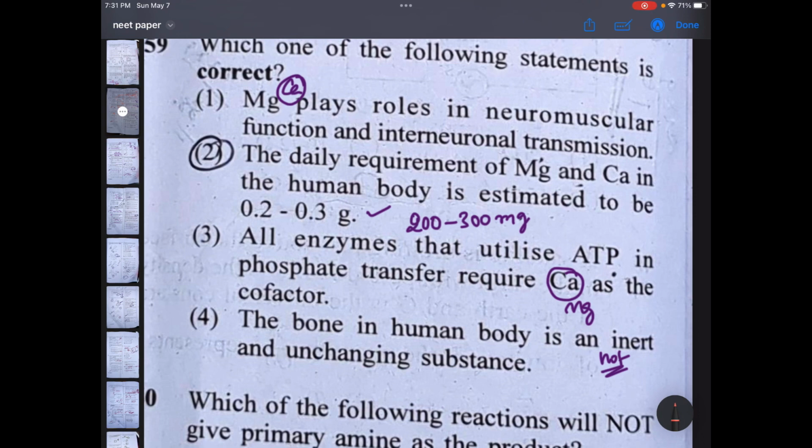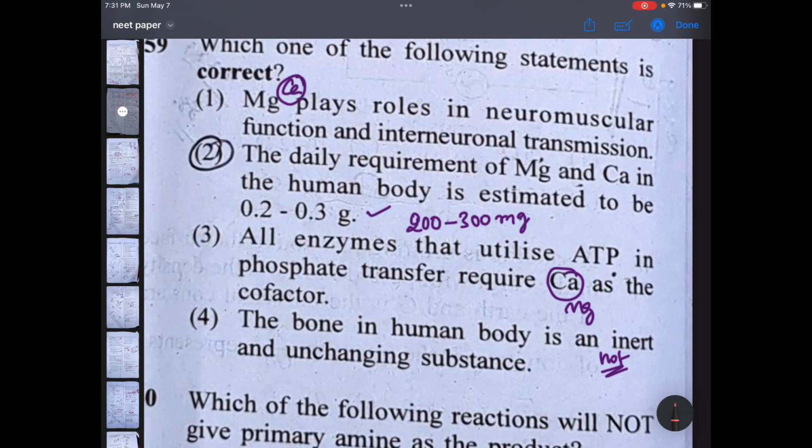He mentioned here calcium. The bone in the human body is an inert and unchanging substance. There it is mentioned in NCERT, you can check there. Do you feel the bone is inert? No, the bone is not inert. So the right statement is 0.2 to 0.3 grams. But in NCERT it is given 200 to 300 milligrams.